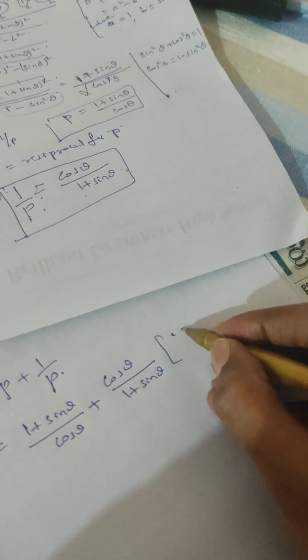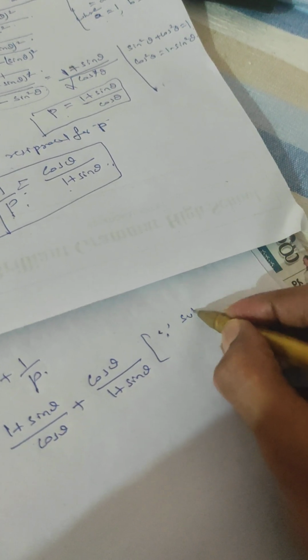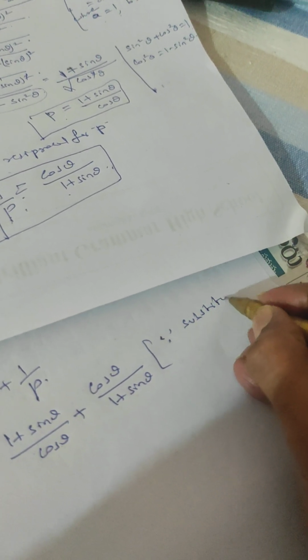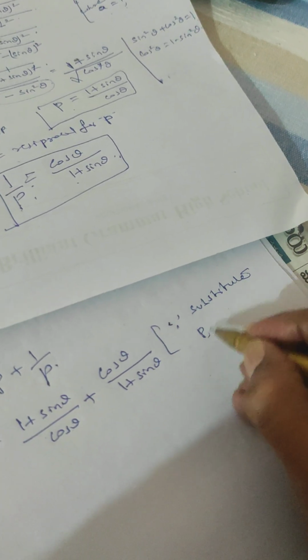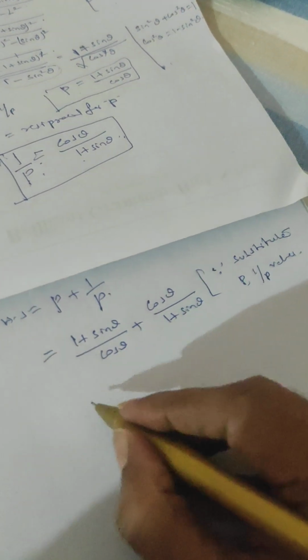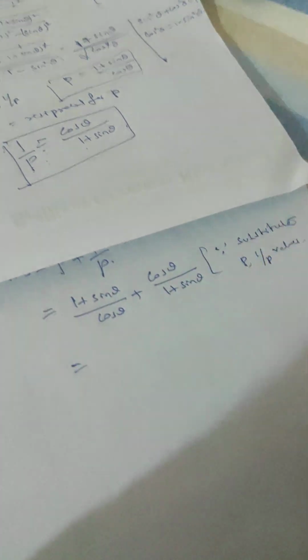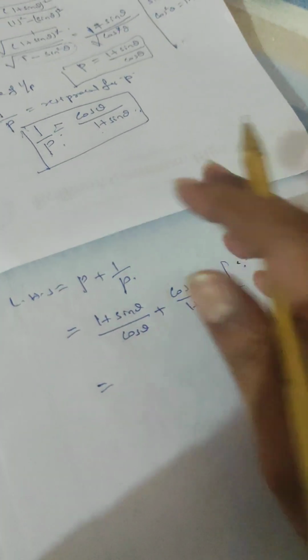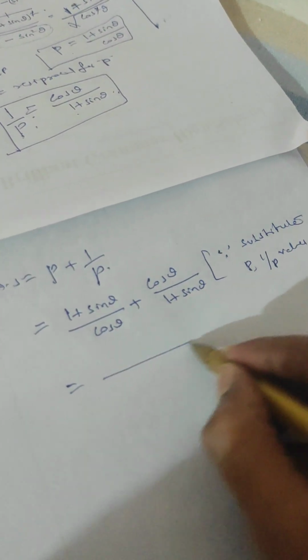Substitute p, 1 by p values in LHS. Now if you observe this problem, how can I proceed? I will go with the LCM.